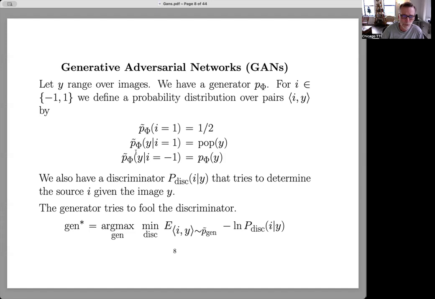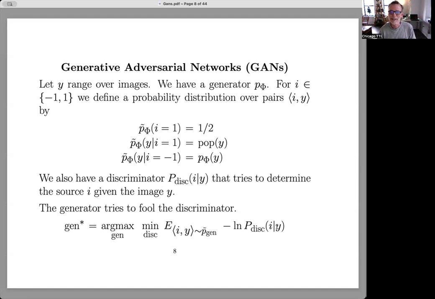Okay, so formally, in terms of equations, we're going to flip a coin. This I is going to be either 1 or -1, at random, half and half. And then if I is 1, we draw from the population. And if I is -1, we draw from the model. And then the discriminator has to predict, is it model or is it population? That's I. So we draw a pair, I and Y, from this distribution where Y is either from the model or from the population, and I says which it is, and the discriminator has to predict which it is from the image.